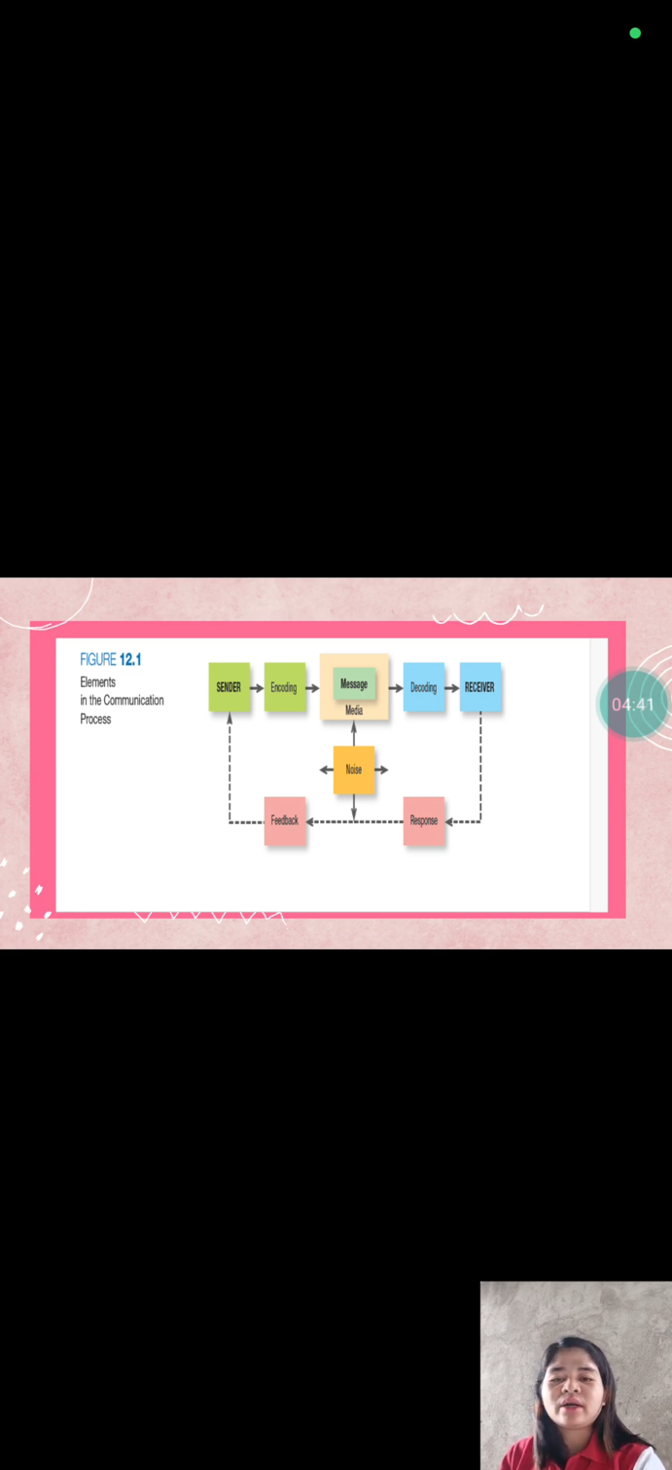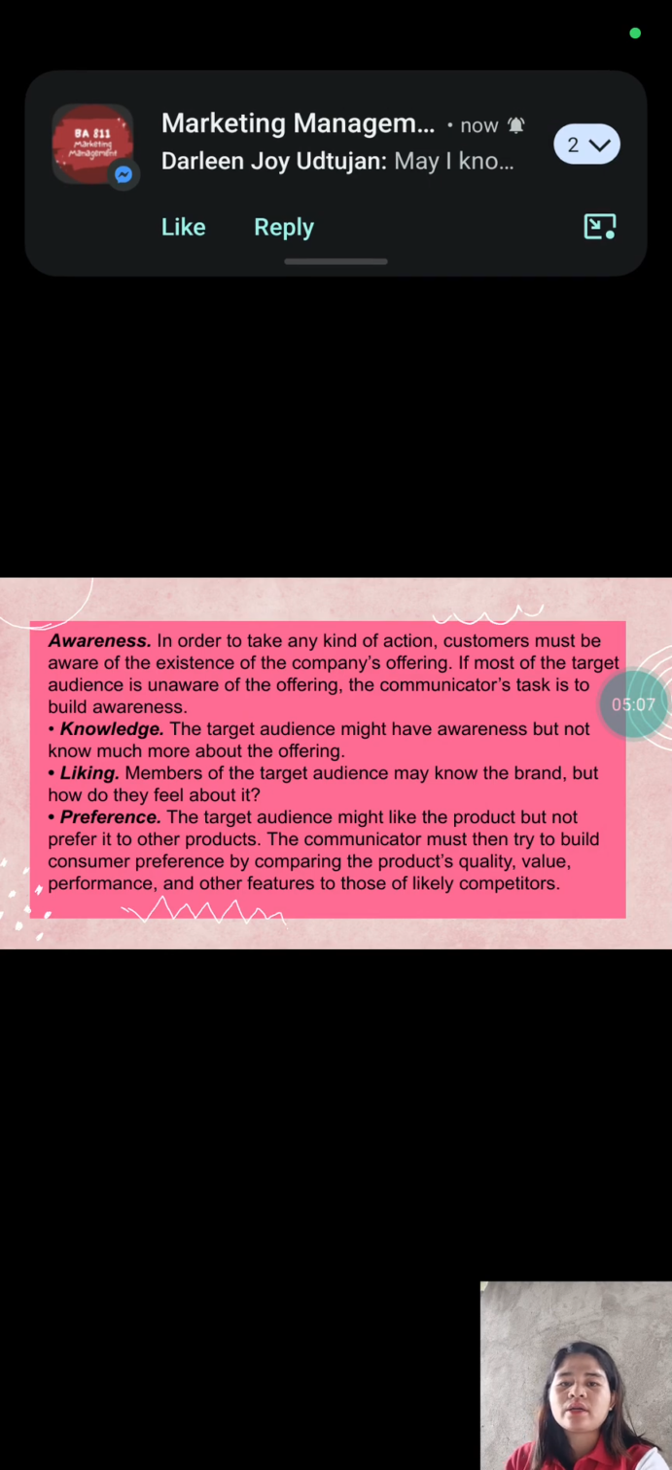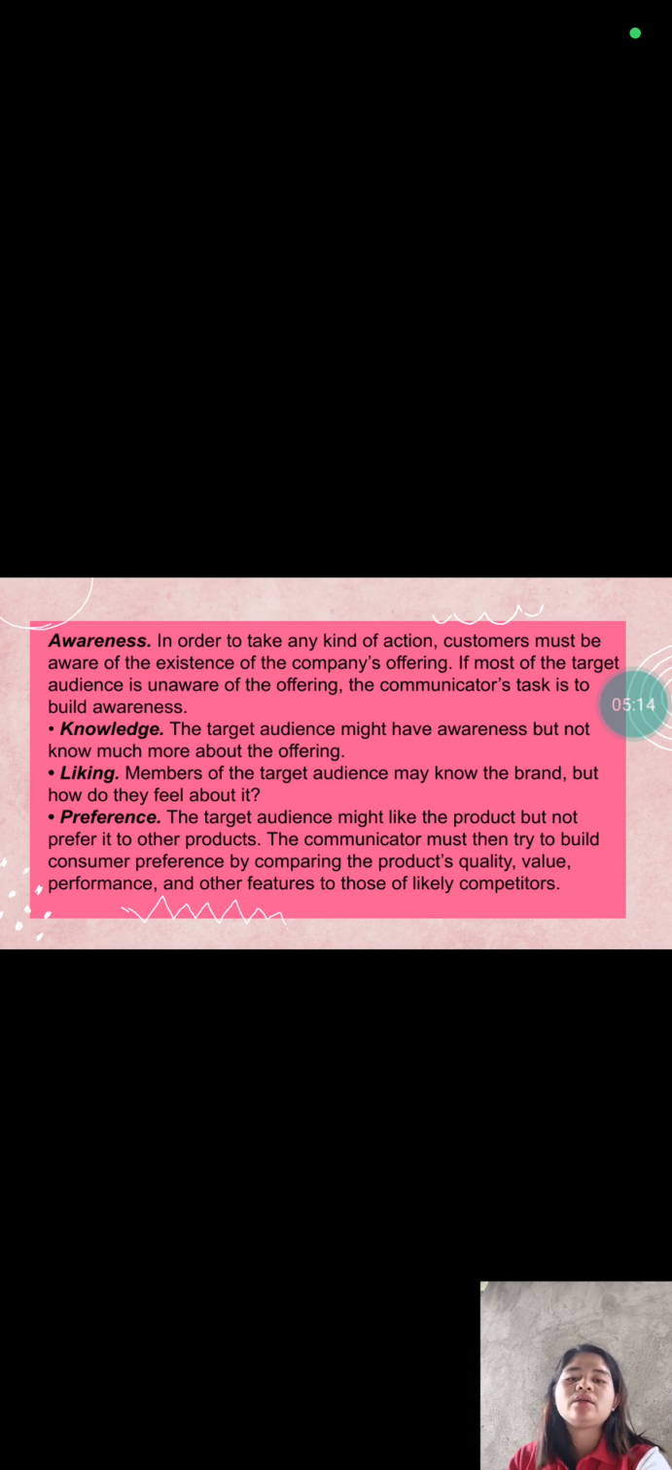Next is the micro model of marketing communication. The micro model concentrates on consumers' specific responses to communication. Several steps are involved in generating a consumer response. First is awareness. In order to take any kind of action, customers must be aware of the existence of the company's offering. If most of the target audience is unaware of the offering, the communicator's task is to build awareness. Next is knowledge. The target audience might have awareness but not know much more about the offering.